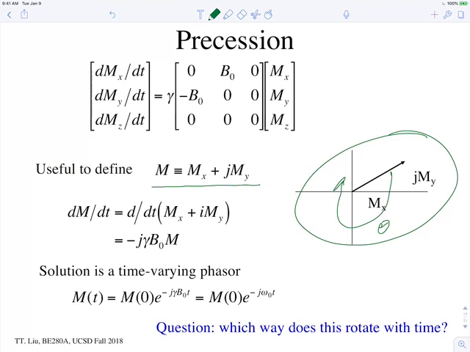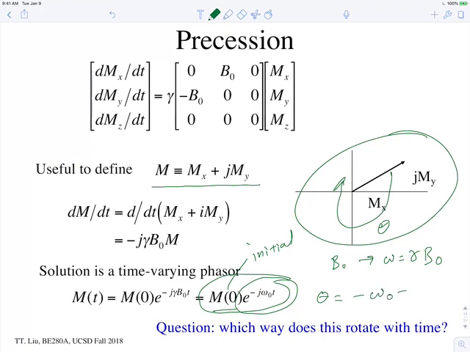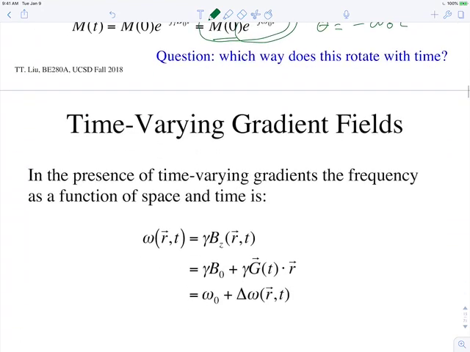So if the field is B naught, the frequency of precession is just omega equals gamma B naught. And the solution to that differential equation is just some initial condition multiplied by this time-varying phasor, where this theta is just minus omega naught t. So it's going to just go clockwise.